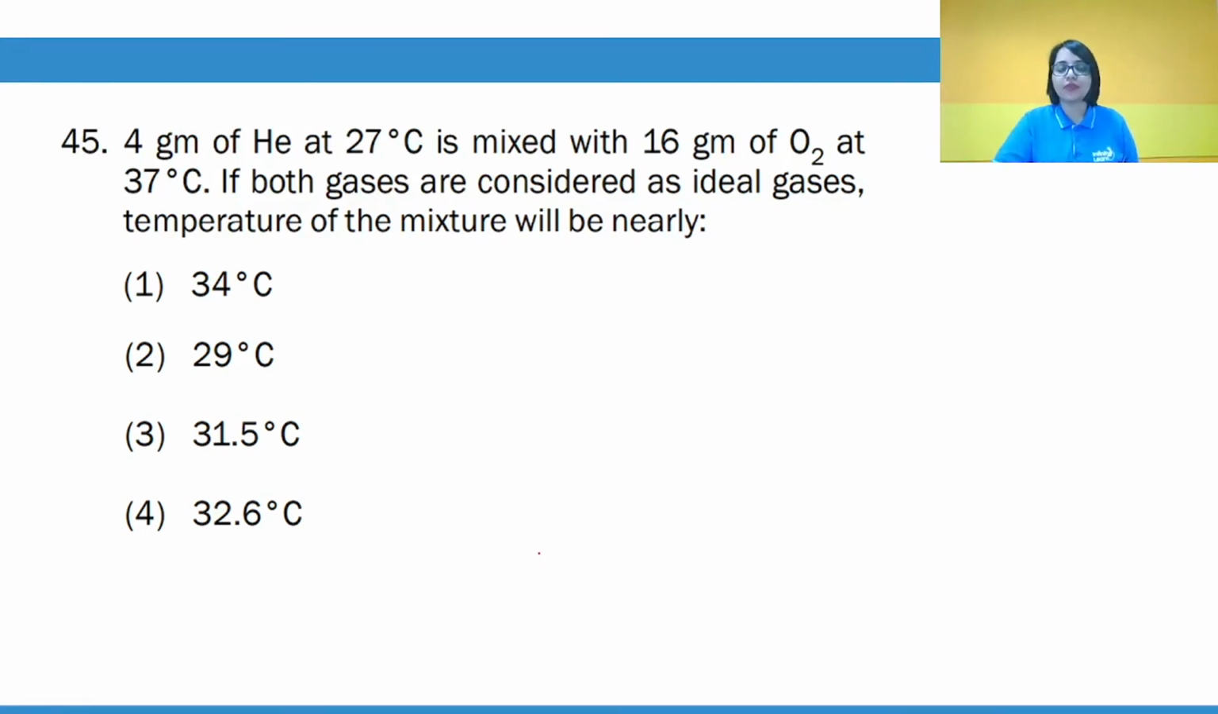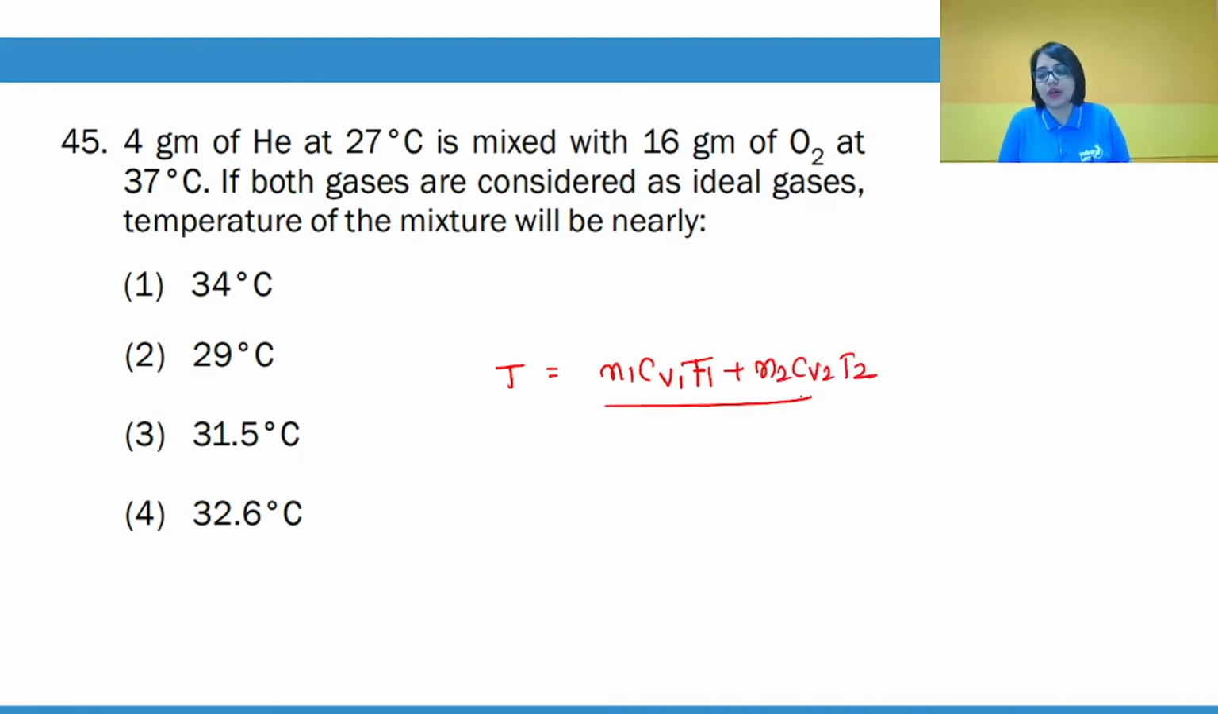Next is question number 45. We have 4 gram of helium at 27 degrees Celsius and we have 16 gram of O2 at 37 degrees Celsius. We need to find the temperature of the mixture. So temperature of the mixture will be (n1 Cv1 T1 plus n2 Cv2 T2) divided by (n1 Cv1 plus n2 Cv2). When you put in the values of n1, Cv1, T1, n2, Cv2 and T2, you'll get the temperature of the mixture as 31.5 degrees Celsius.